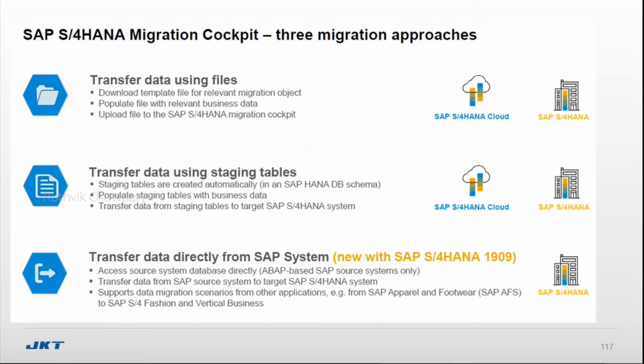The third one, in the version 1909, this new concept has been introduced. This is direct transfer. Direct transfer means you can directly copy the total server from the ECC server to the S4HANA server. The entire server you will be copying, even with master data, transactional data, any data.